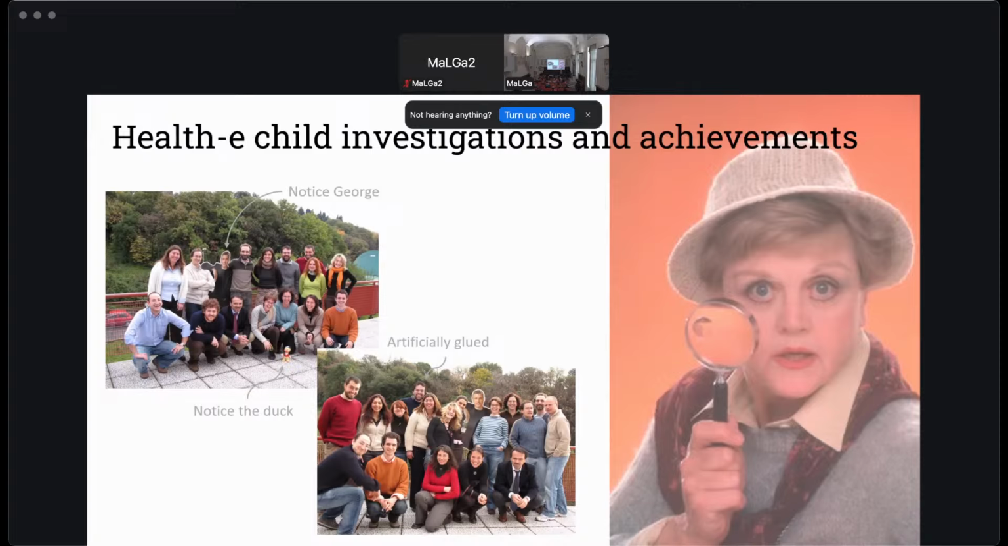And so I thought that maybe I could put some group pictures highlighting some funny elements that some of you may notice. So there is one that I want to point out: way before generative AI, we glued artificially a person that was absent, and you can notice that he doesn't have any legs, it's just the top part.